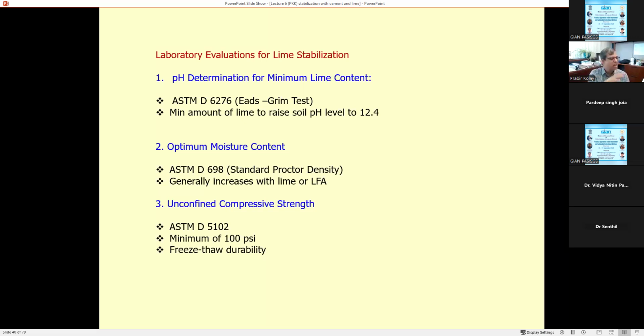And the UCS test: the minimum is something like 100 psi, pounds per square inch, for UCS strength of stabilized soil. Again, we need to check that. Mostly it is 50 psi, 50 to 100, depending on the situation. And there is a standard code you need to use for stabilized soil.